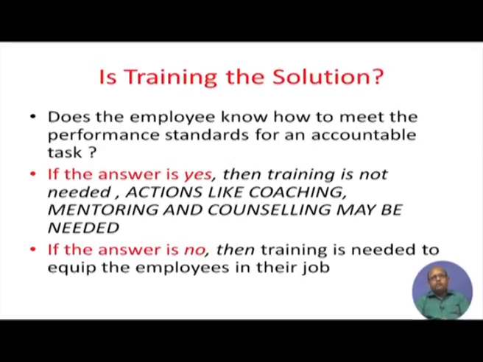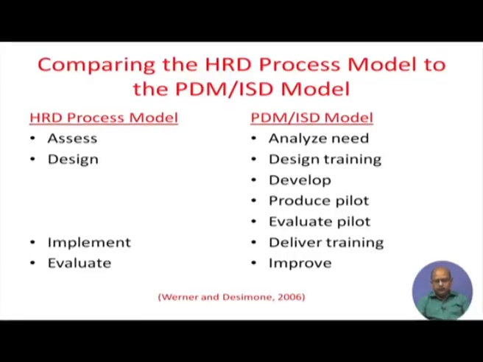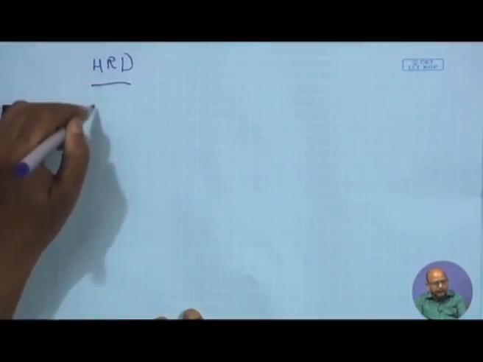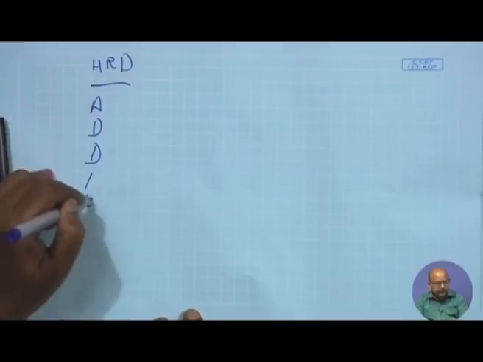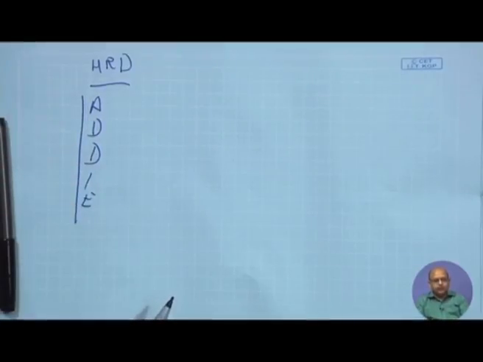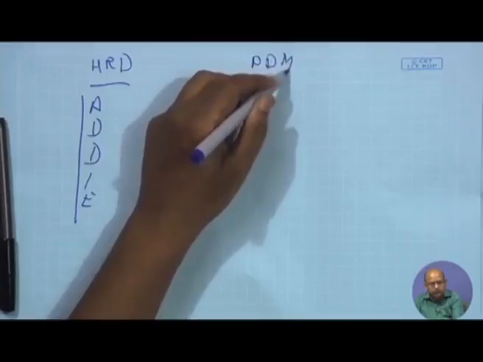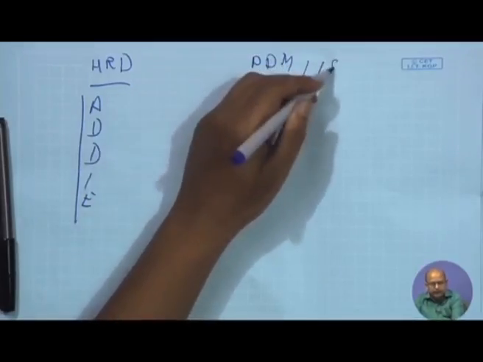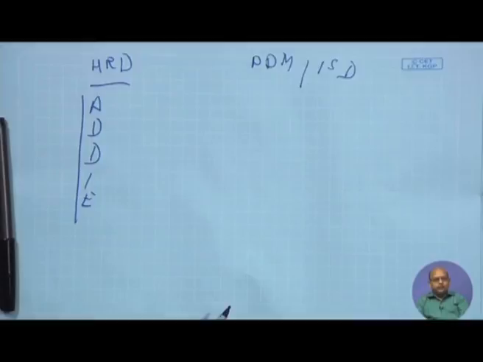So, before you move further, you must identify the gap and find out whether training is a solution or not, right. Moving further, if you look at the models that are available, there are two different models. The HRD process model, which is also known as the AD model, ADDIE, and then you have PDM, which is known as the product development model or instructional system design model, right.